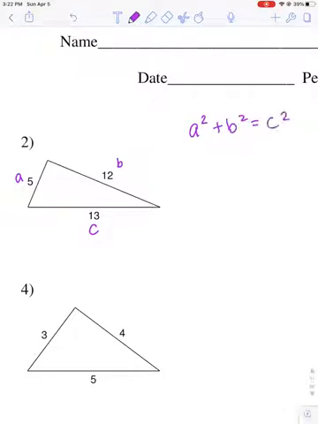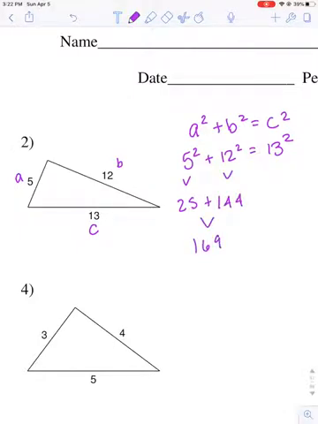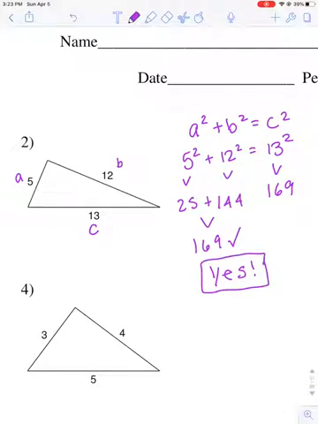So the way that I would set this problem up is I would say A squared plus B squared equals C squared. I would substitute my numbers in. 5 squared plus 12 squared equals 13 squared. And then I would actually solve this to see if the two sides equal each other. So this is going to be 25 plus 144. That equals 169. And yep, that's what 13 squared is. So the answer would be yes.